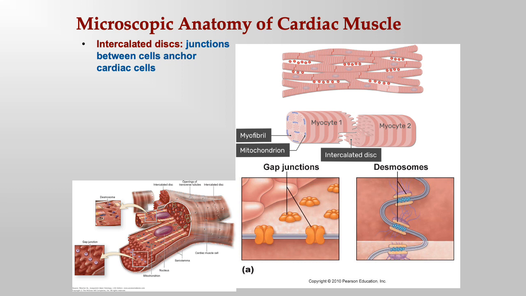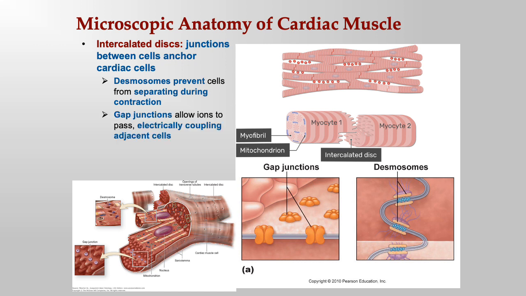So here we can see the branched interconnected fibers up in the upper right illustration. There are what are called intercalated discs. Intercalated discs are junctions between these cardiac cells. There you can see in the upper part of the illustration on the right, the intercalated disc joining the two myocytes together. There are desmosomes to prevent cells from separating during contraction. Remember, they called those in Bio 156 spot welds, maybe. They hold cells together. And then there are gap junctions.